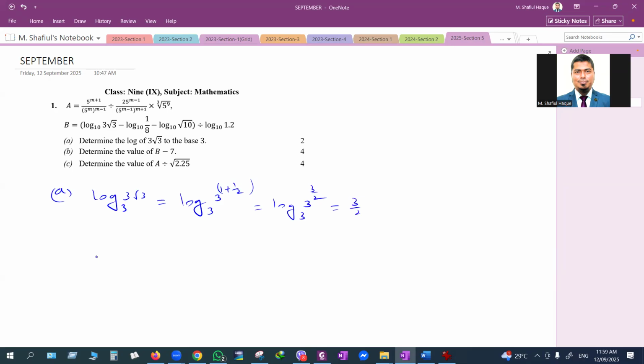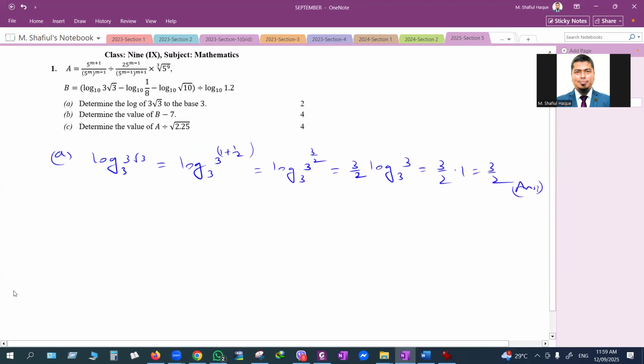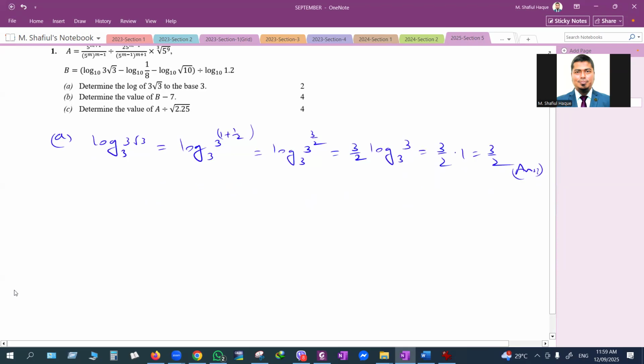So 3 to the power 2 into 3 base logarithm of 3. That is 3 to the power 2 into 1. That is 3 by 2 into 1. That is 3 by 2 is the answer. Very simple. Question number B.